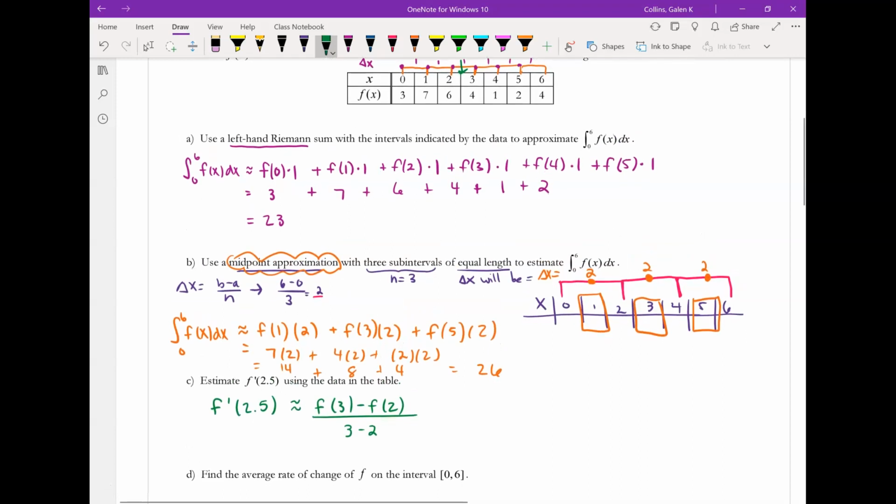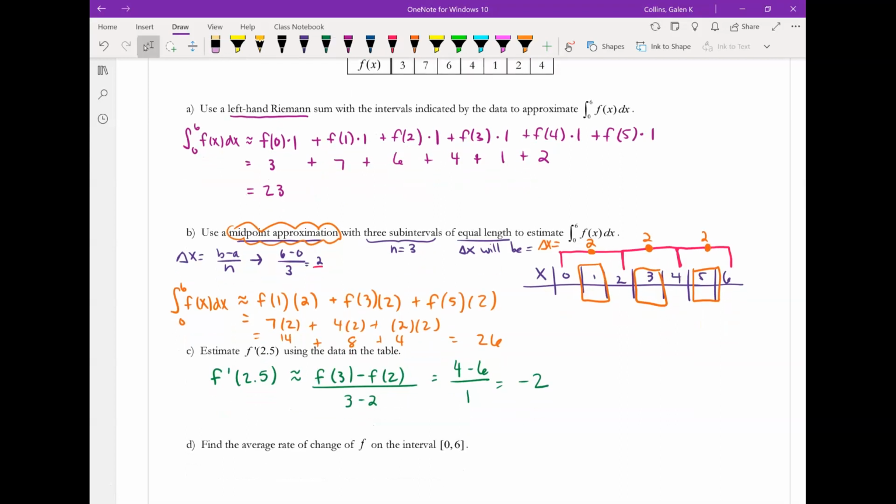All right, so if we just substitute in the values that we have in the table, that is 4 minus 6 over 3 minus 2, which is 1. So we get negative 2. So again, we can approximate or estimate the instantaneous rate of change of f at 2.5, which is the derivative, by using the average rate of change on the tightest interval we can fit around 2.5.